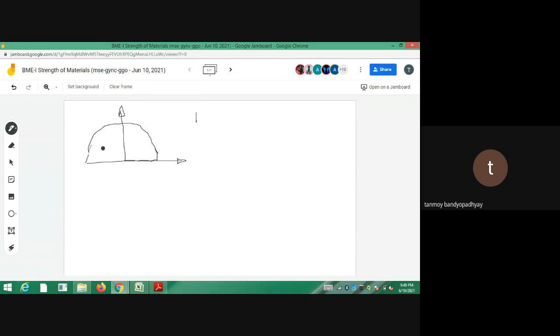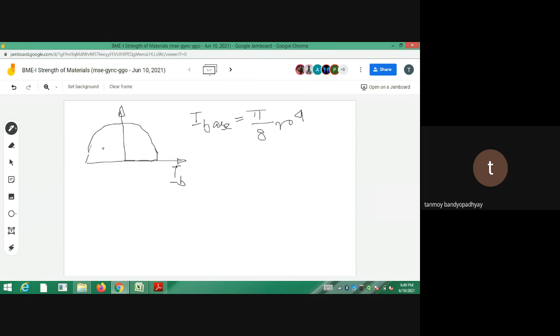So for a semicircle, the I about its base, if I take the base of the semicircle, the moment of inertia will be equal to pi by 8 r to the power 4. A similar problem is given in the sample problems of your Meriam and Kraige. Go to the chapter on moment of inertia, and you will see the last solved problem is about this semicircle. So for this semicircle, I know the I base.